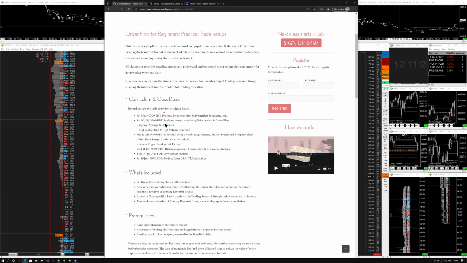So the way in which we do this, we start on Friday, everything's at Pacific time, so 7 a.m. Pacific. We go through Jeff's process document. We do an overview of our respective setups, and we do this while the market's live. So if there's the opportunity there to actually demonstrate the setups, we trade them live.